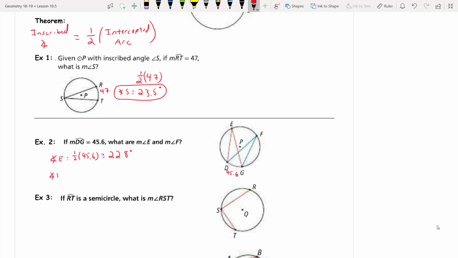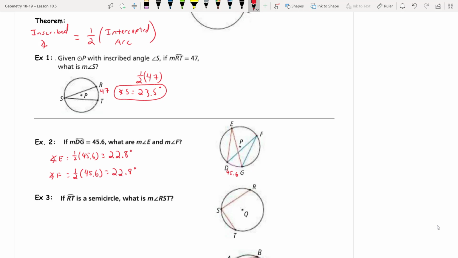To get angle F, it is inscribed, sits on the circle, and it intercepts that same arc. So it's going to be half of 45.6 degrees, which will also be 22.8 degrees. So this showcases that if I've got two inscribed angles that intercept the same arc, their measures are going to be the same. So in the future, you can do the math for one and then just use it for the other.